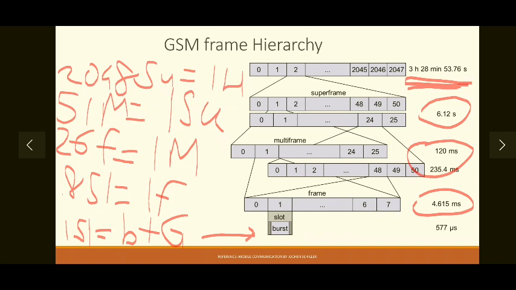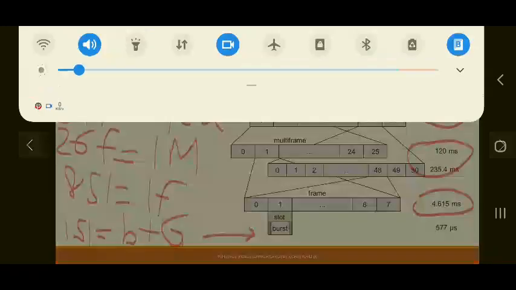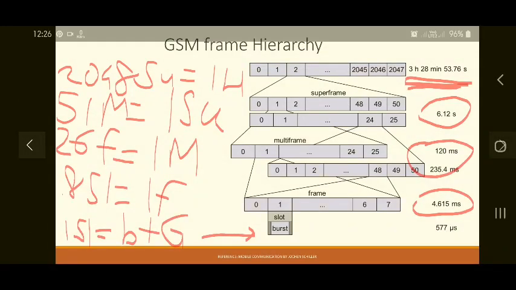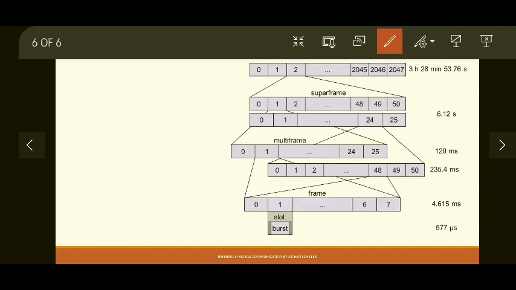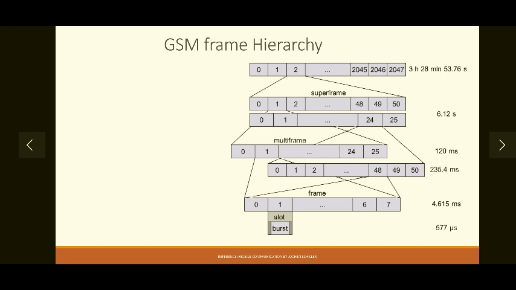So this is how several frames are combined to occupy the entire 24 hours within a GSM system. This is for a single channel. Each channel is divided into hyperframes, superframes, multiframes, frames, slots, and then bursts. So this is the frame hierarchy followed for the radio interface of GSM. This is all about the radio interface, the wireless connection between the mobile station and the base transceiver station.